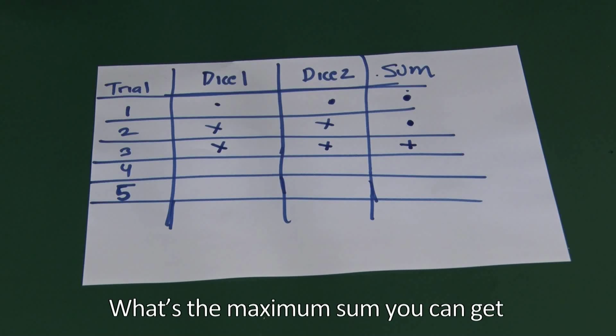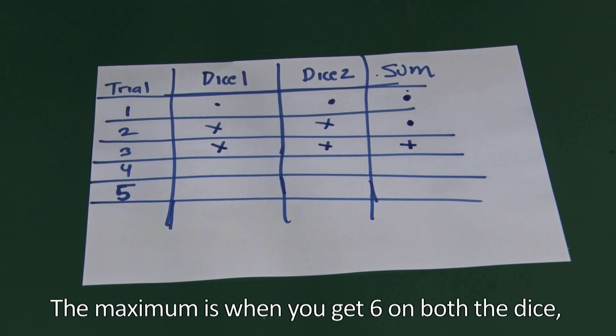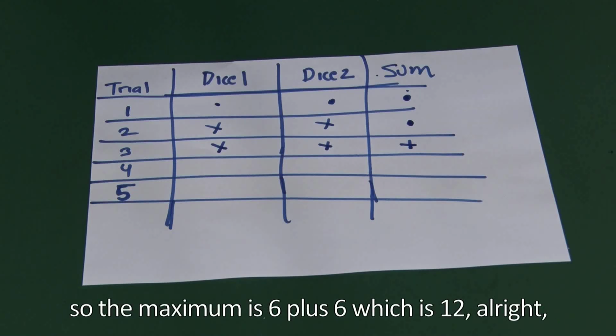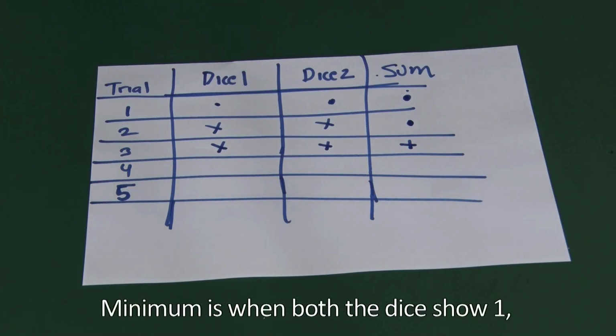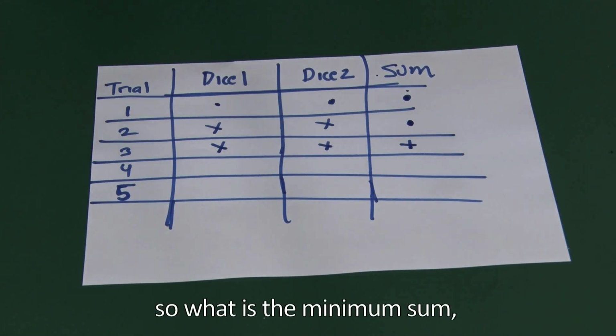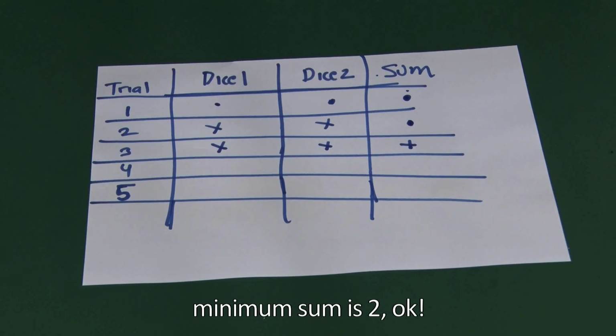What is the maximum sum you can get when you roll two dice? The maximum is when you get 6 on both the die. So the maximum is 6 plus 6, 12, alright? And what is the minimum? Minimum is when both the die show 1. So what is the minimum sum? Minimum sum is 2, okay?